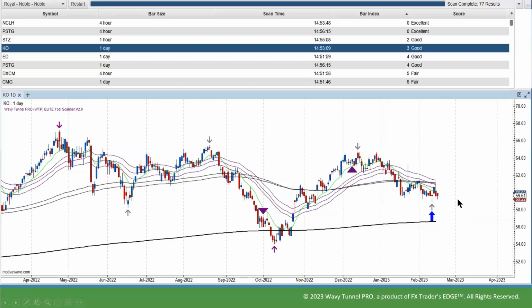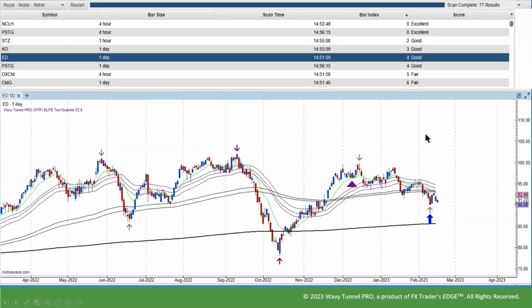And you can also decide, this is KO. You can also decide if you want to have a look at the bigger time frames to see if you're bullish or bearish on the stock before you do this. But then here's another buy. You get the blue arrow.